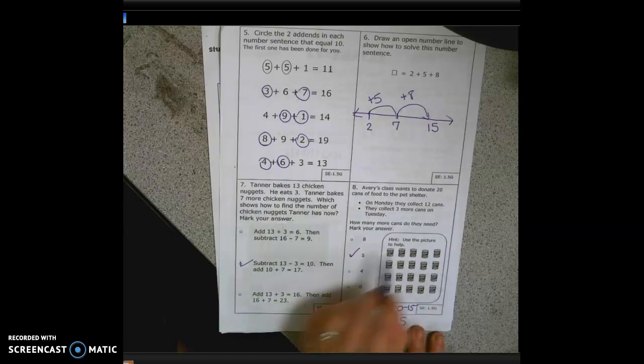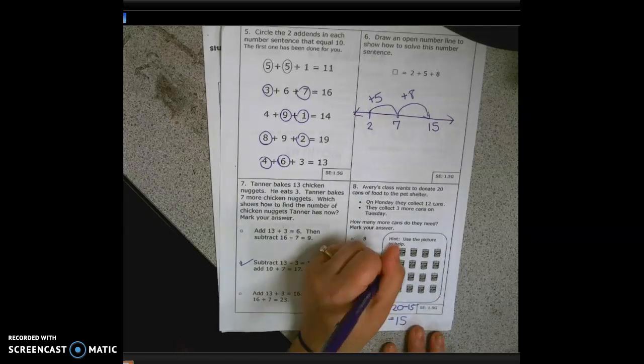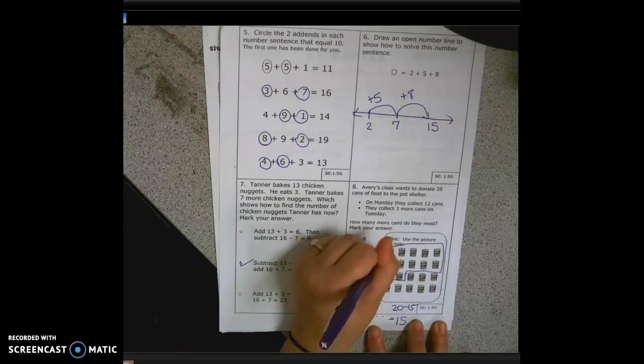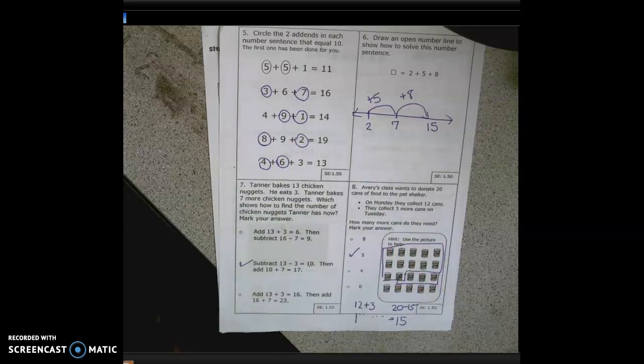Well, I know that 20 minus 15 is 5 more. You also could have used the picture to help you. So he has 12, so 1, 2, 3, 4, 5, 6, 7, 8, 9, 10, 11, 12. So this is Monday's cans. Here is Tuesday's cans, and there's 5 more for what they need.